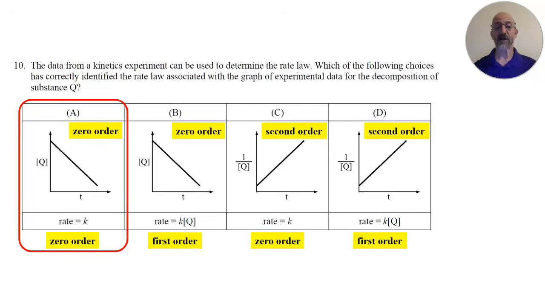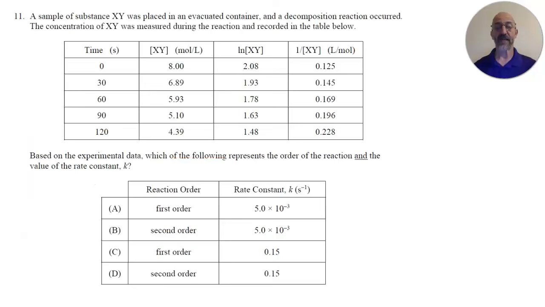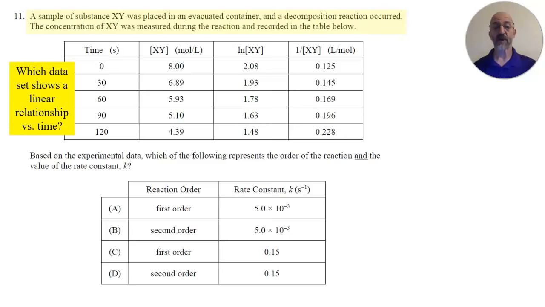And now let's take a look at the last question in this packet. This is question 11. So here in question 11, we have a data table, and it says a sample of substance XY was placed in an evacuated container, and a decomposition reaction occurred. And the concentration of XY was measured during the reaction and recorded in the table below. So like we saw earlier with question 8, we are looking for a linear relationship. So which data set shows a linear relationship versus time?